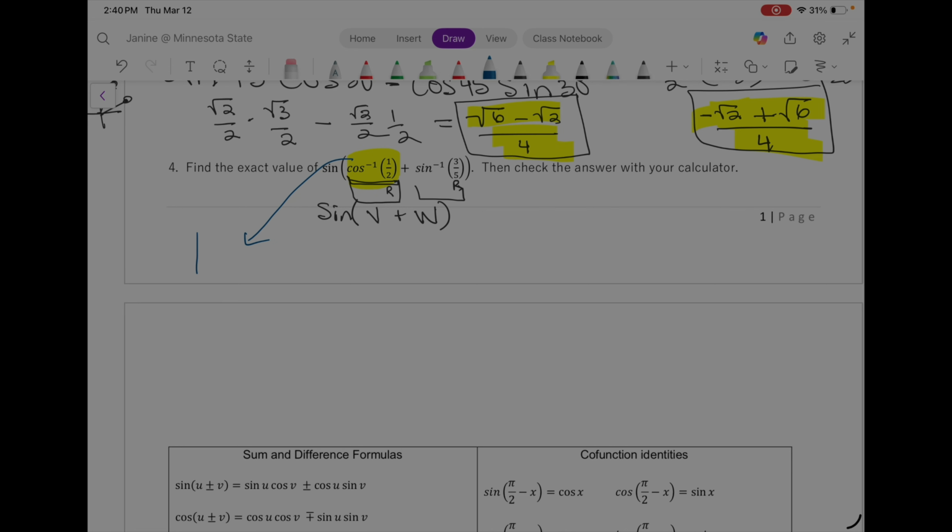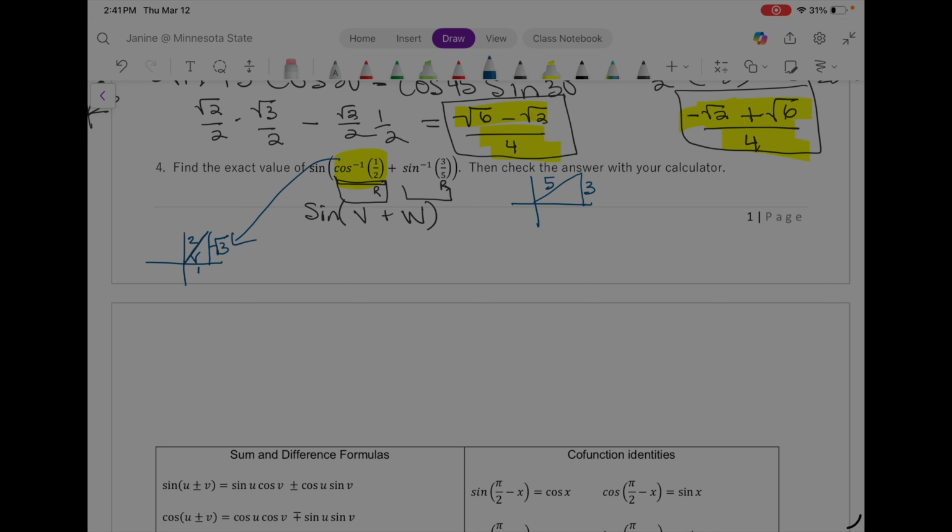Now, let's draw angle W. Inverse sine returns angles in quadrant 1 or quadrant 4. It's a positive ratio, so we're going to put it in quadrant 1. Opposite over hypotenuse. Pythagorean theorem will give us an adjacent leg of 4. This is angle W.